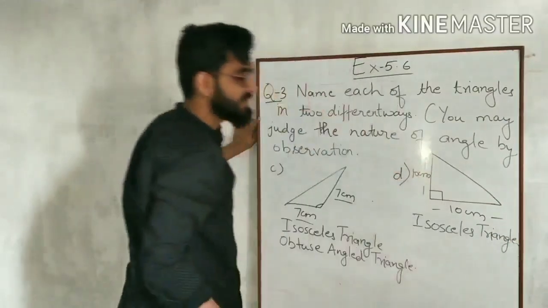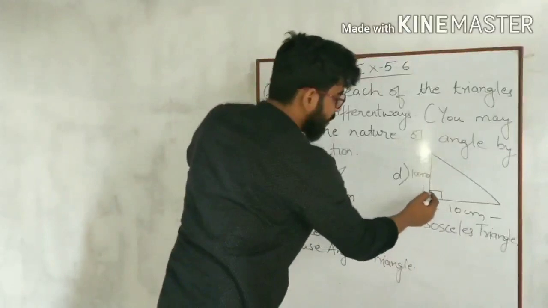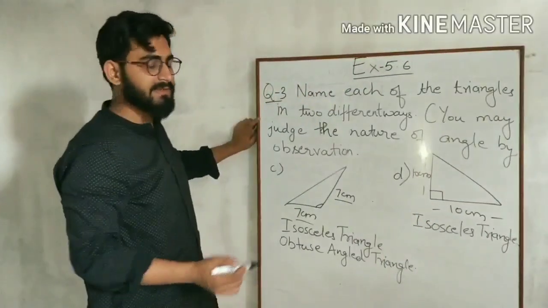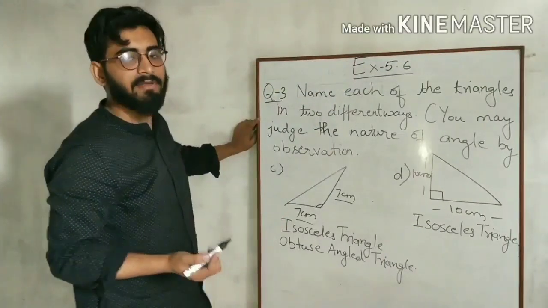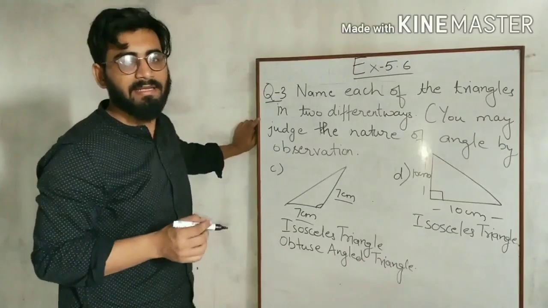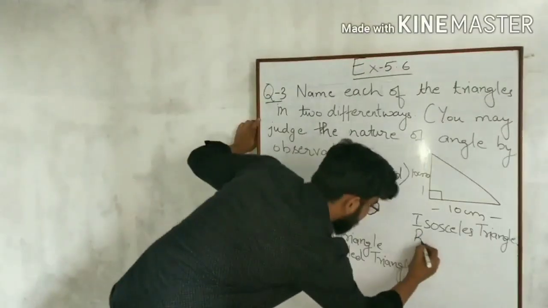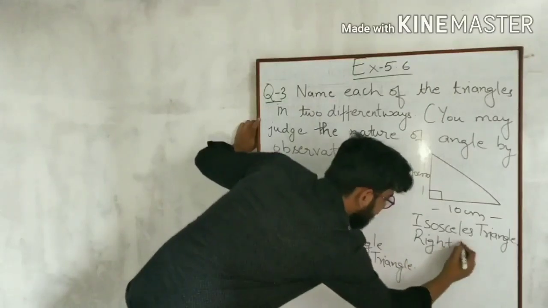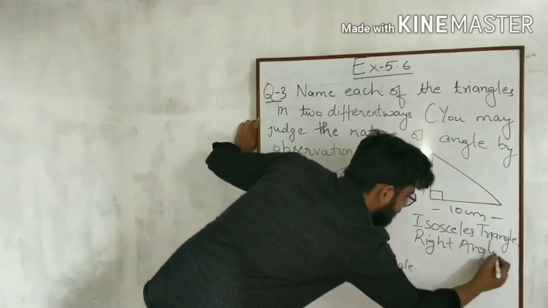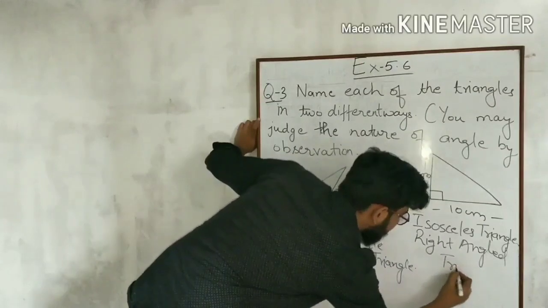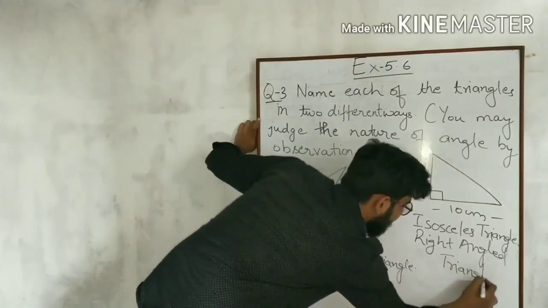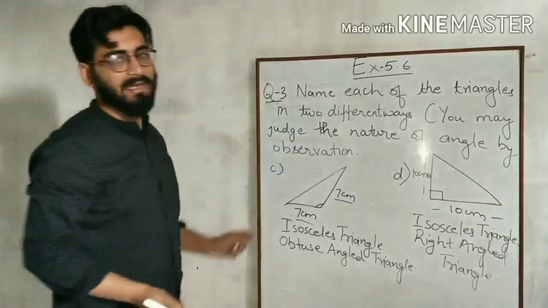Now on the basis of angle, you can see that one angle is 90 degrees, that is, one angle is a right angle, and we know that if any one angle of the triangle is a right angle, then the triangle is a right angled triangle. Okay, so this is an isosceles triangle and right angled triangle.